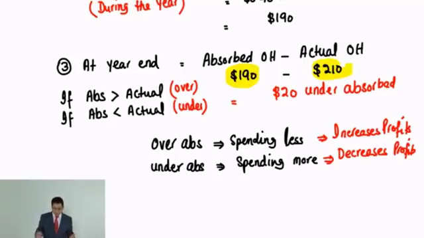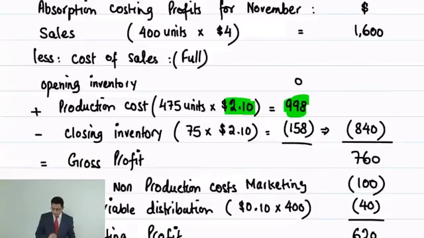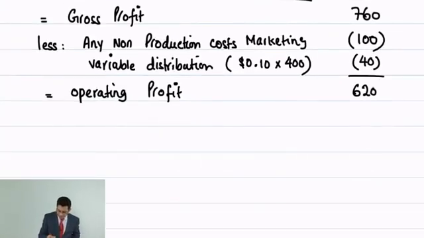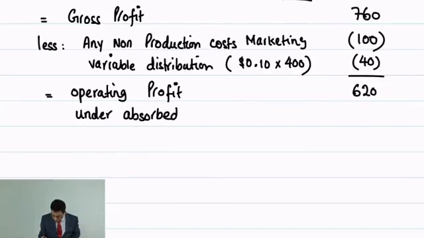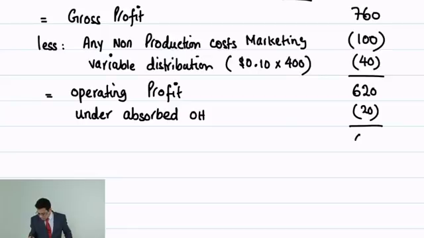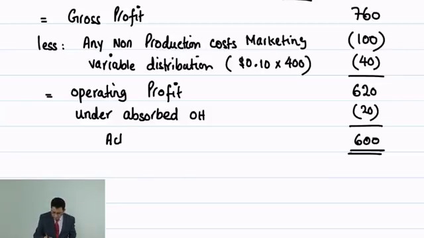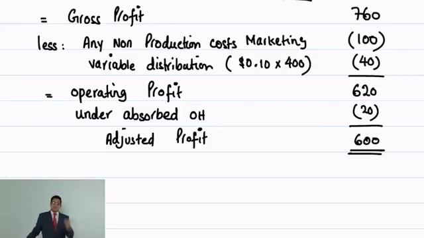So this was the case of $20 under absorbed in our case, and this adjustment has to be done in here. If I go back to question number 2, there was under absorbed overhead, and under absorbed decreases the profits by $20. So the actual, sorry, my mistake, adjusted profit will be $600. Later on in a different topic, this over and under absorbed will be defined as a variance. Okay, later on we will define it as a variance as well when the stage comes.